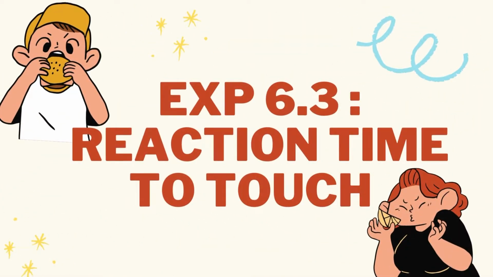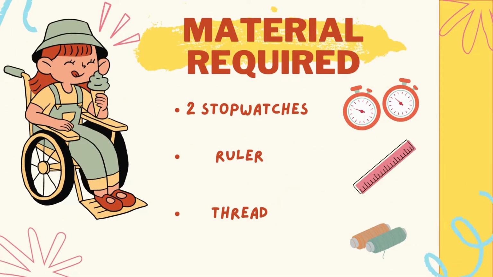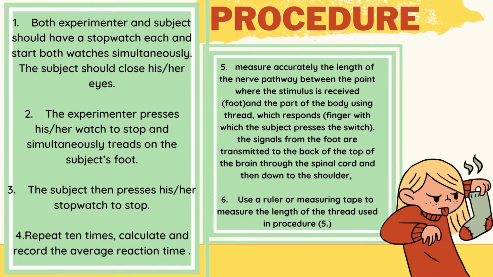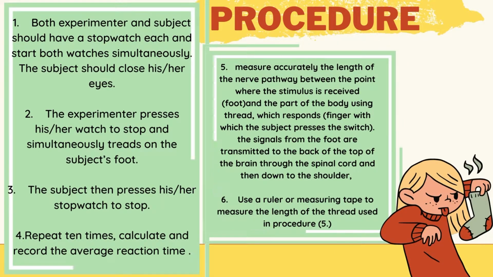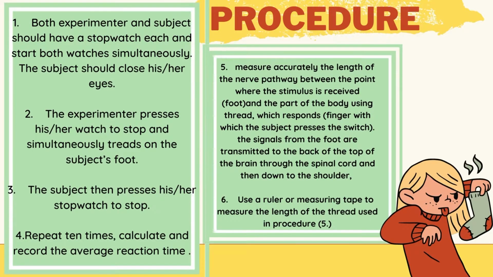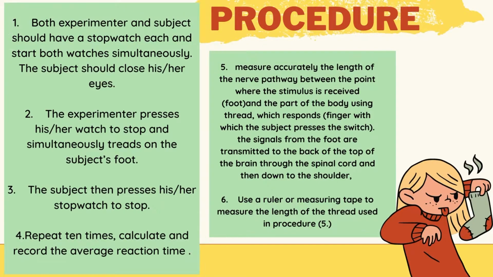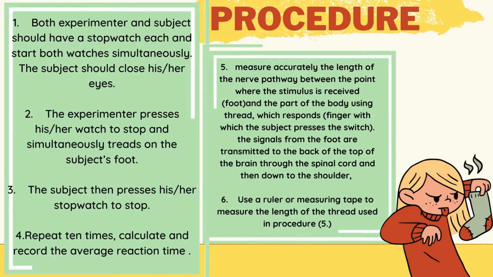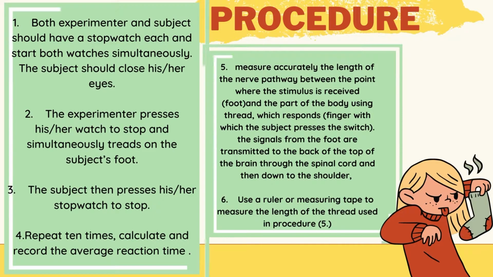For the last experiment, experiment 6.3, reaction time to touch, the materials required are two stopwatches, a ruler, and a thread. For the procedure, first, both the experimenter and subject start the stopwatches simultaneously and the subject must close her eyes. Second, the experimenter presses her stopwatch to stop and at the same time presses on the subject's foot. Third, the subject presses her stopwatch to stop. Fourth, repeat 10 times, then calculate and record the average reaction time.